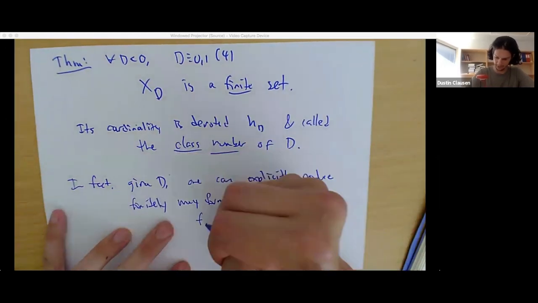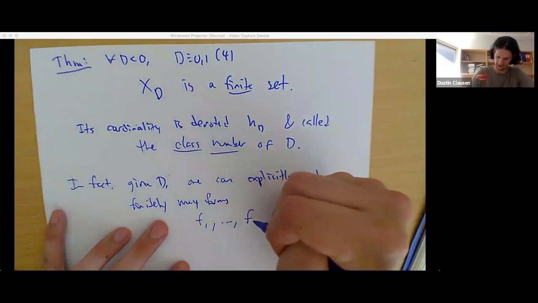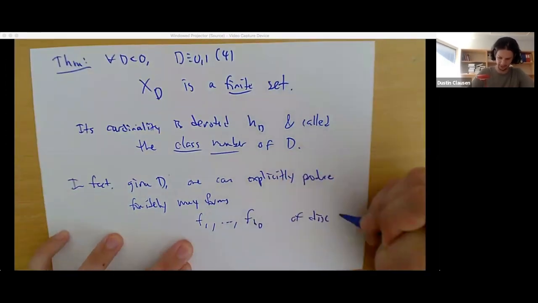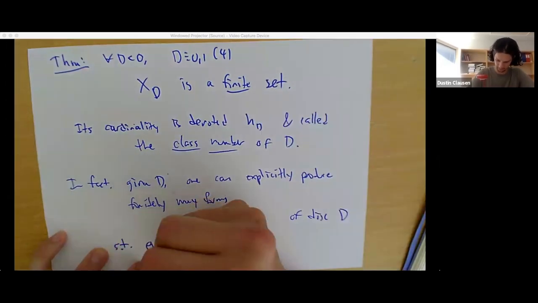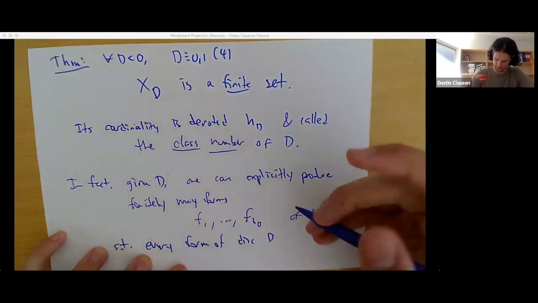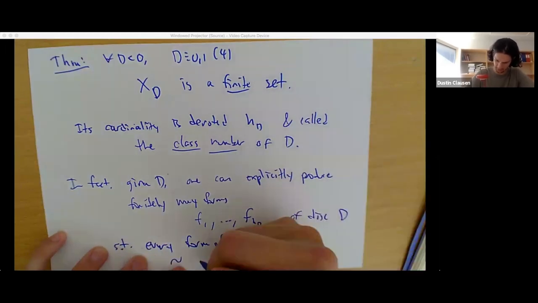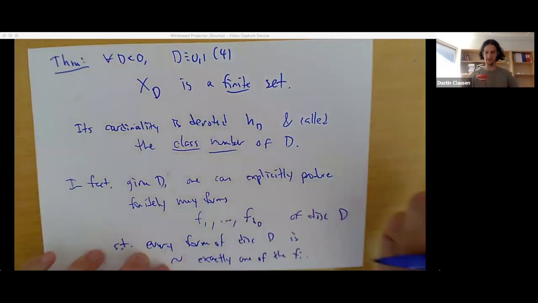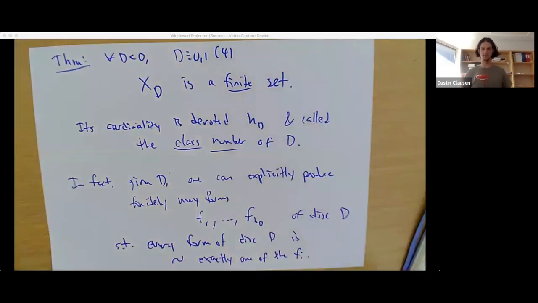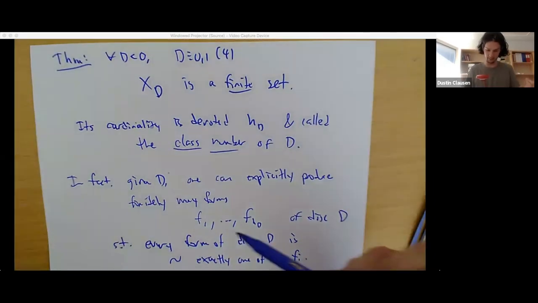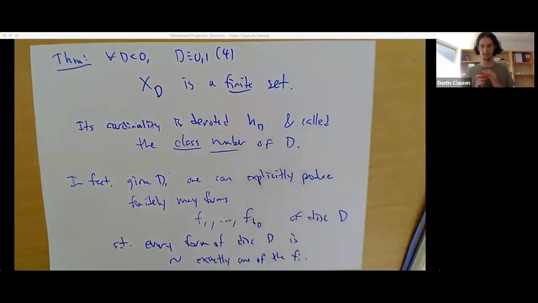So F1 up to F_h(D) of discriminant D, such that every form of discriminant D is strictly equivalent to exactly one of the Fi. So you can make this completely explicit and algorithmic. Given D, you can calculate what the class number is and find representatives for all equivalence classes of forms of a given discriminant.